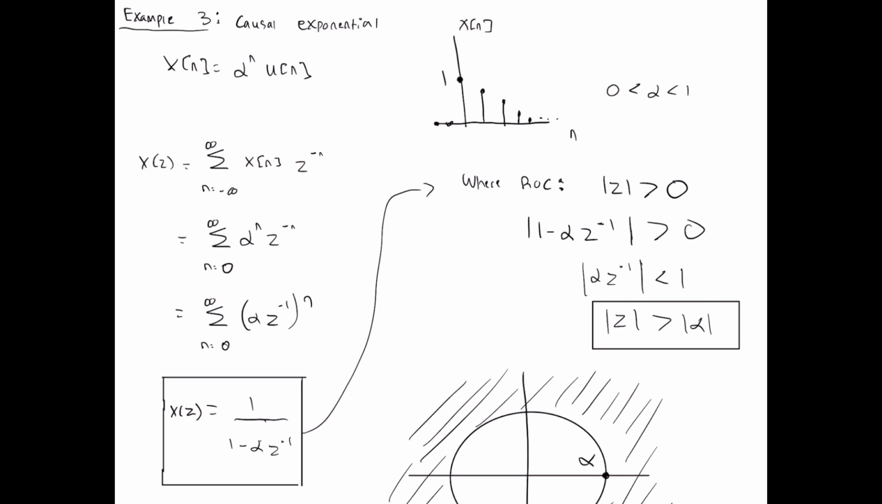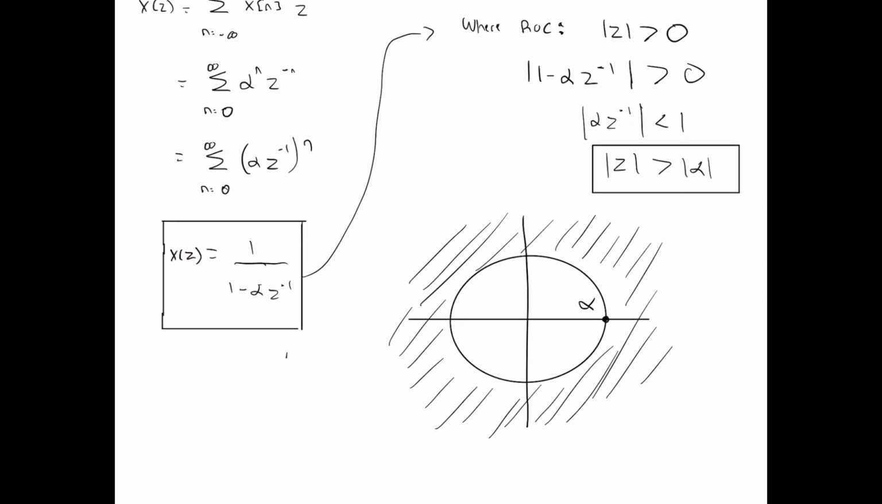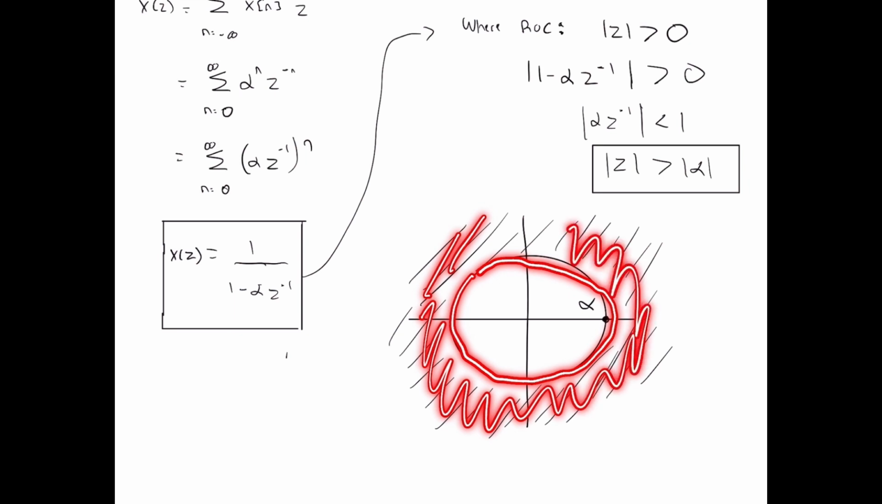And so when we observe our region of convergence, we can again start with our general statement that our region of convergence has to be greater than 0. And observing our pole, we know that 1 minus alpha z to the negative 1 has to be greater than 0. And isolating for z, we get the statement that our region of convergence has to be greater than alpha. And so what does that mean? If we have a circle in our z-domain of radius alpha, our region of convergence is everywhere outside of that circle.